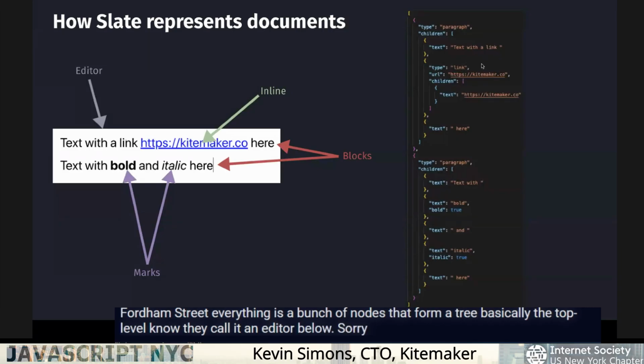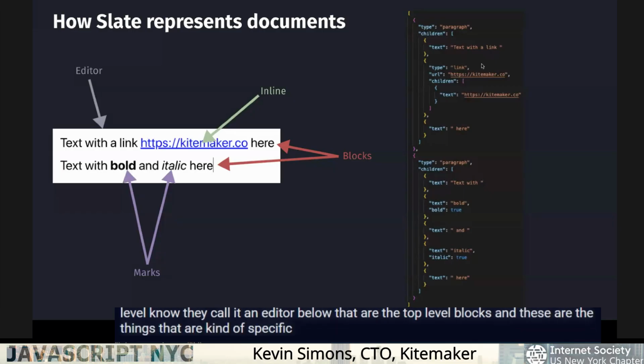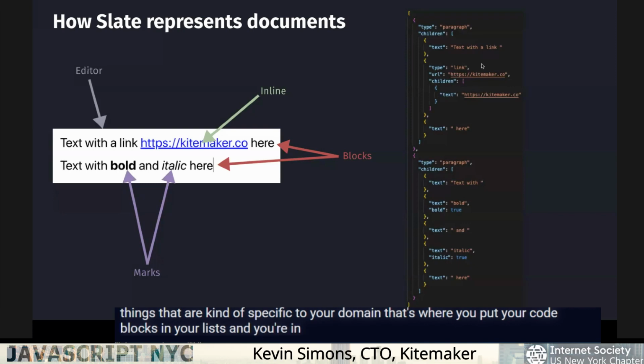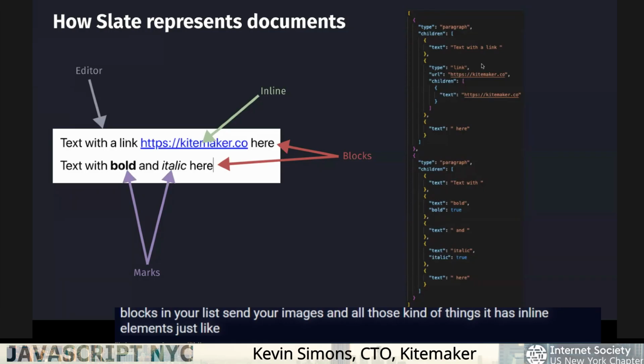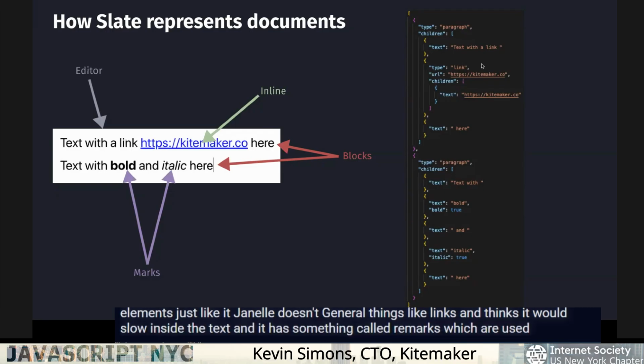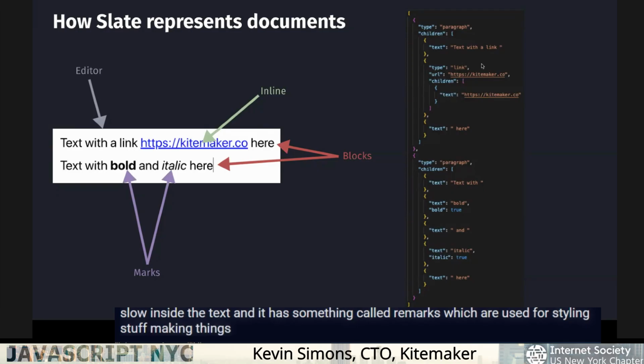Below that are these top level blocks. And these are the things that are specific to your domain. That's where you put your code blocks and your lists and your images and all those kind of things. It has inline elements, just like HTML does in general. And that's for things like links and things that should flow inside the text. And it has something it calls marks, which are used for styling stuff, making things bold and making things italic.